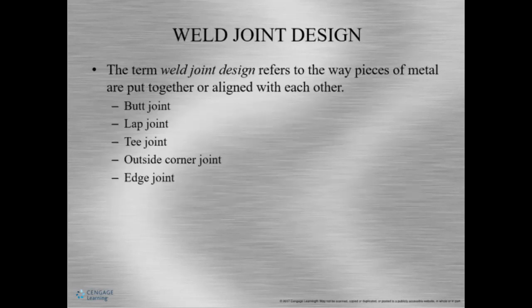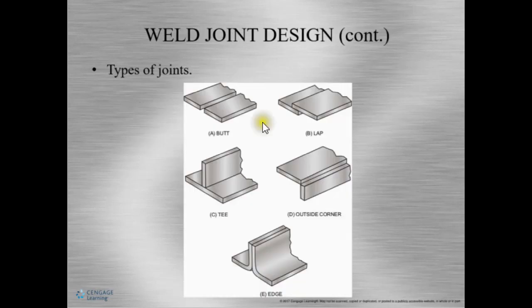Okay, so weld joint design. This refers to the way pieces of metal are put together or aligned with each other. There are 5 most common joints: butt, lap, corner, T, and edge. Let me show you what they look like. This is a butt joint. It butts up with each other. A lap joint overlaps. A T joint looks like an upside down T. Outside corner. And this would be an edge right here.